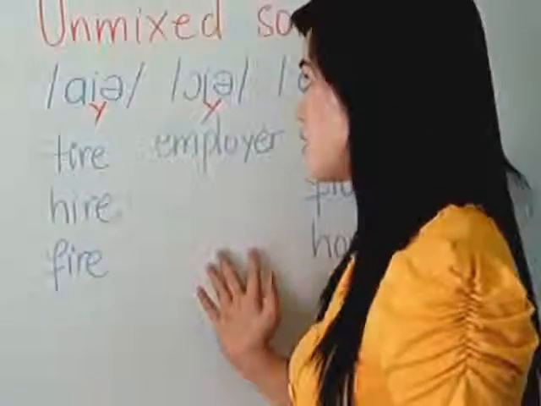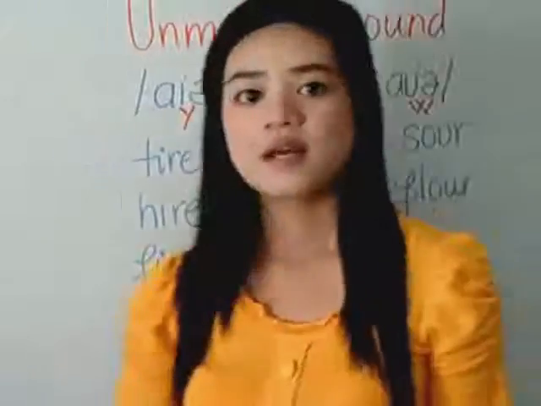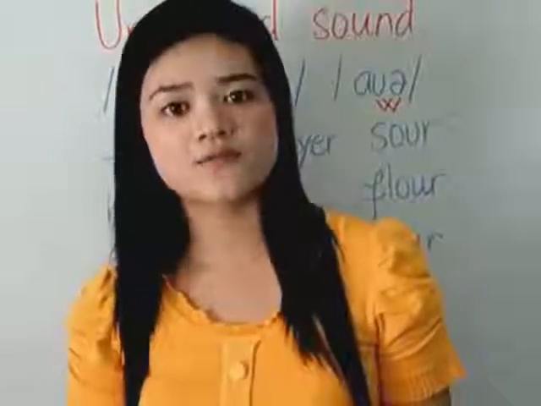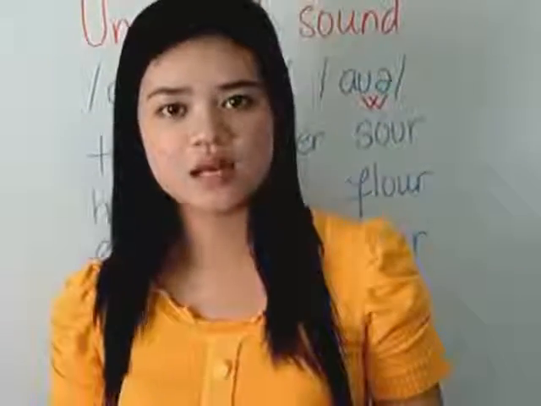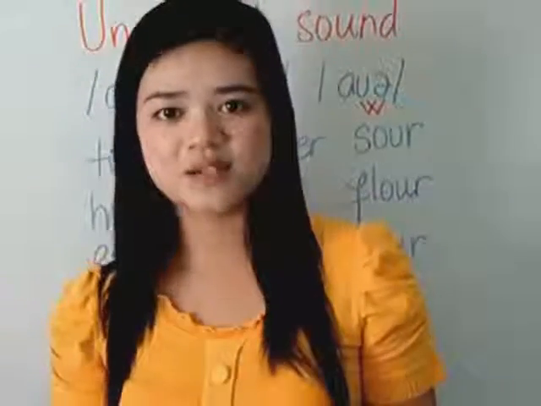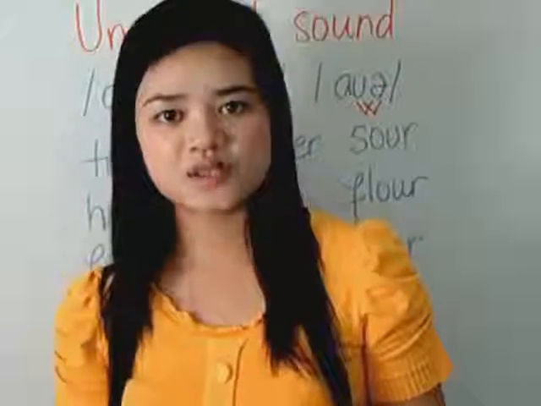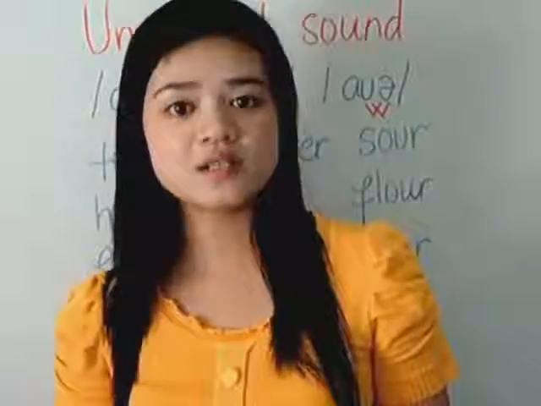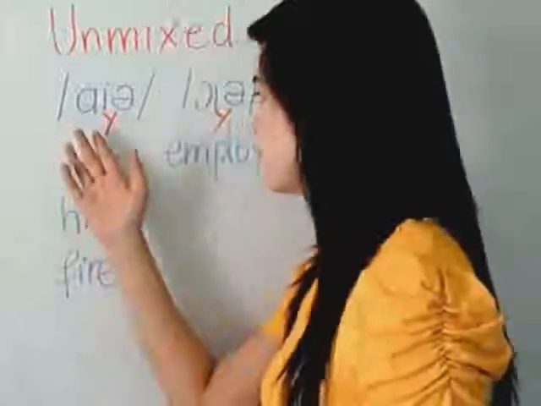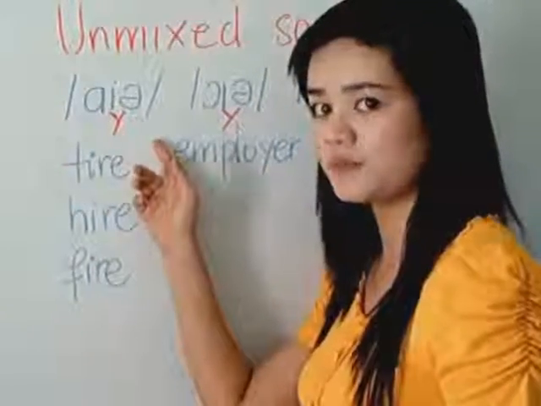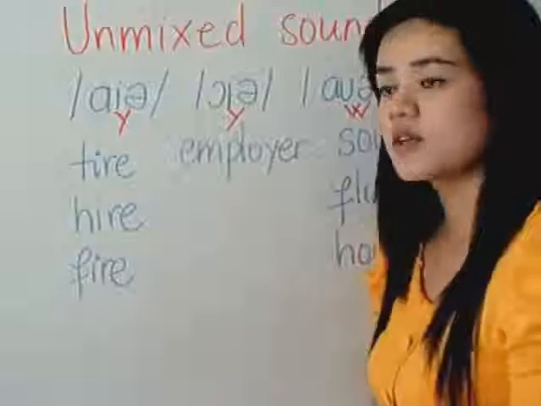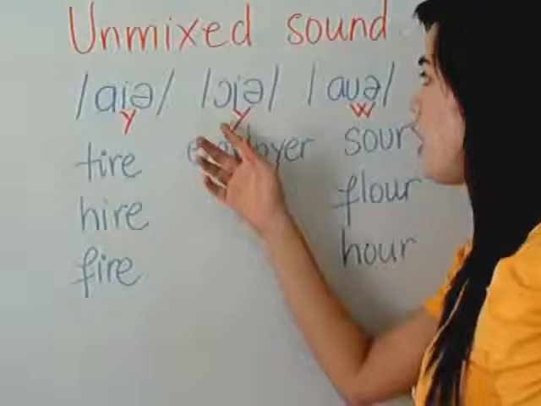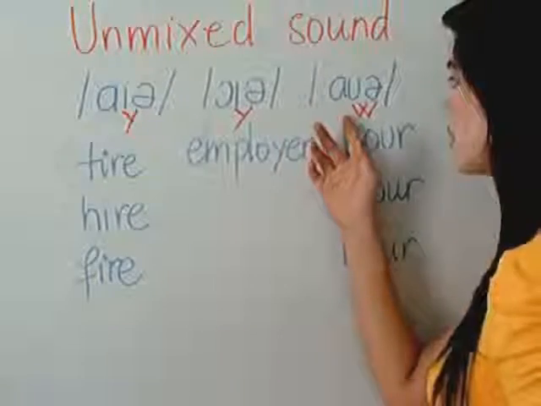Well, these words belong to unmixed sound because 2 syllables remain separate. It's very hard for you to blend them together. It means that you cannot pronounce them fast like mixed sound. To pronounce them correctly, you have to borrow another sound to help you connect the first vowel to the next one. In unmixed sound, we have 3 groups.